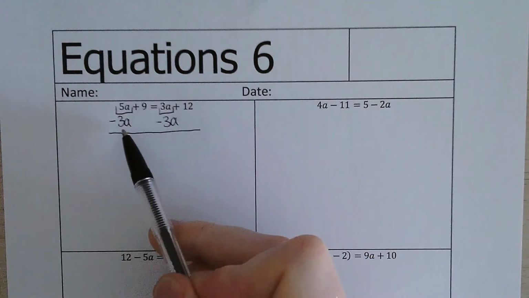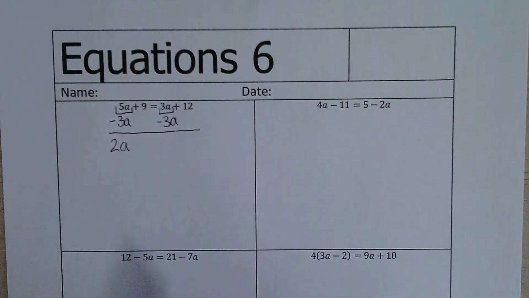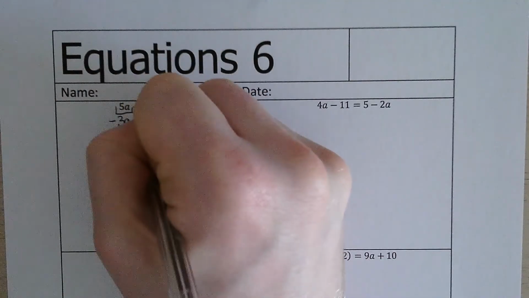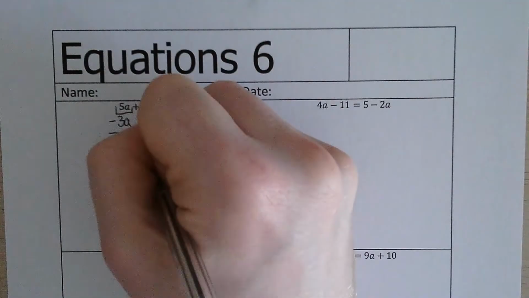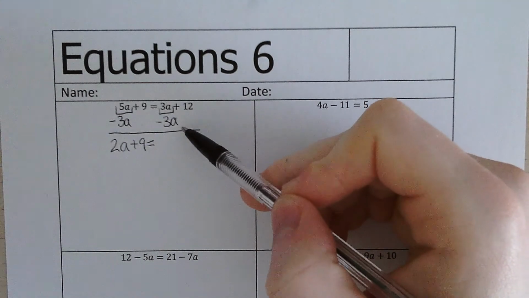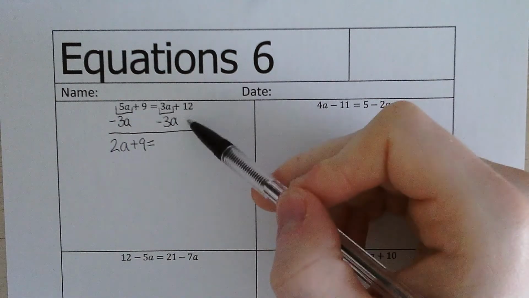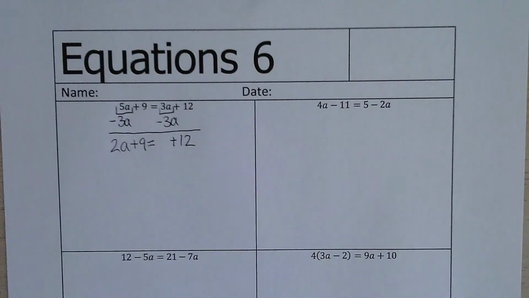So 5a take away 3a leaves us with 2a. There's nothing underneath this plus 9, so that's just going to drop down. The equal sign will drop down. 3a take away 3a will cancel each other out, so nothing will be written here. And plus 12 has nothing underneath it, so the plus 12 will just drop down. So we now have 2a plus 9 equals 12.